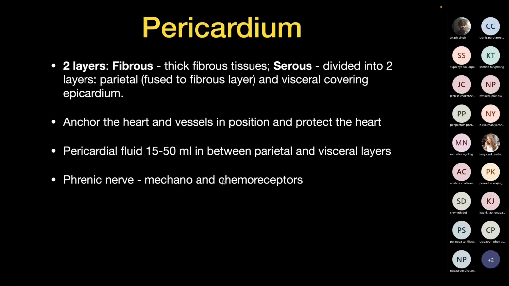And normally there is a pericardial fluid, which is about 15 mL, no more than 50 mL, in between these layers, as a lubricant for when the heart moves around. And it's innervated by the phrenic nerve.